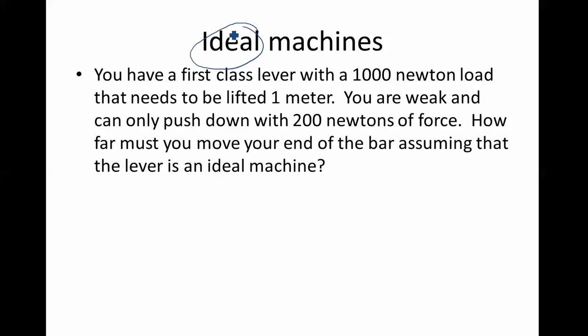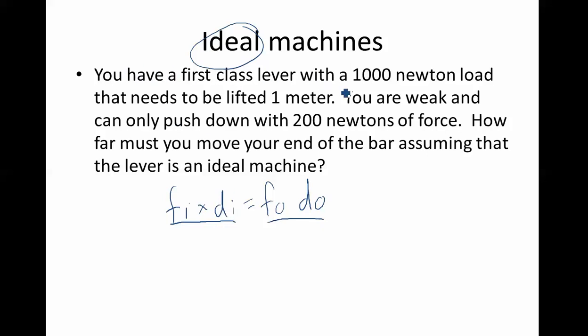Okay. Now, there's a formula for ideal machines, and basically what the formula says is force input times distance input equals force output times distance output. Basically, it's just saying the work you put into the machine is equal to the work that comes out. No work, no energy is being converted into friction. No work is being lost at all. Okay? So we're going to use this formula down here to do this practice problem.